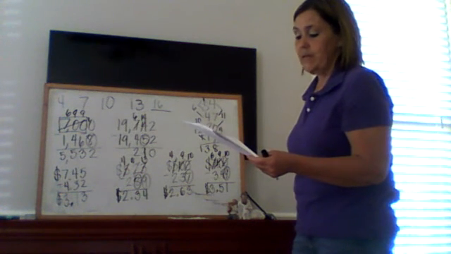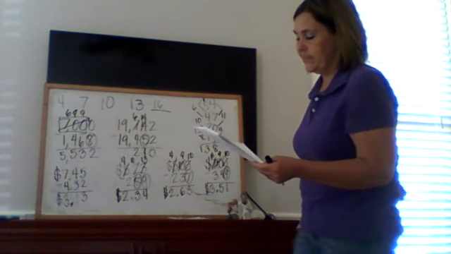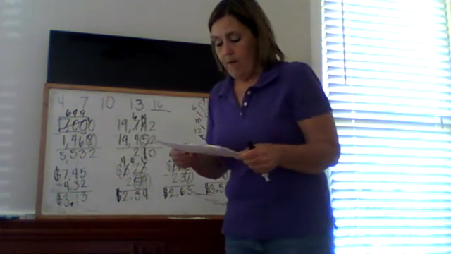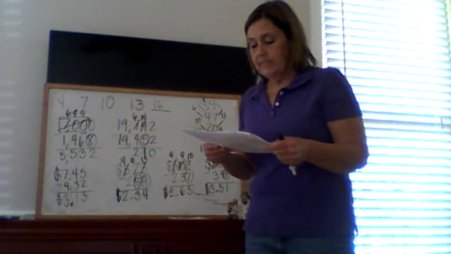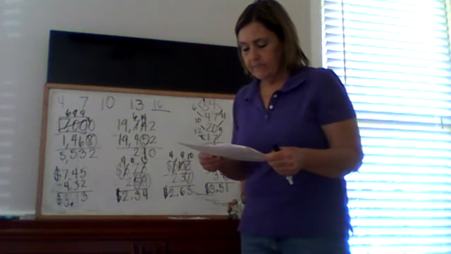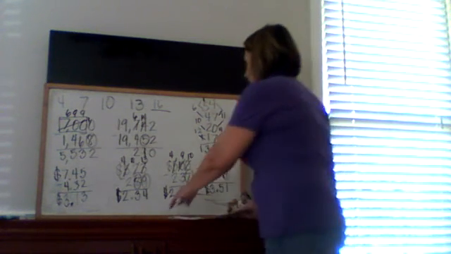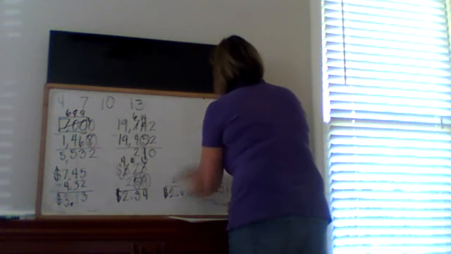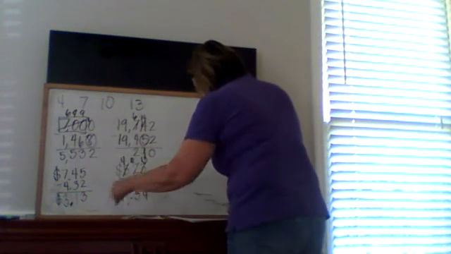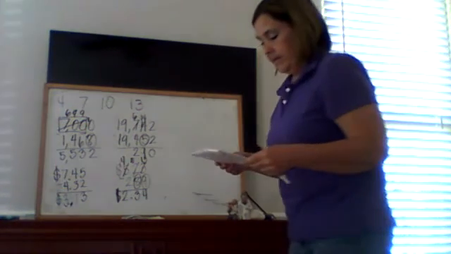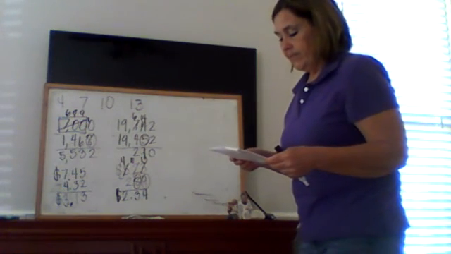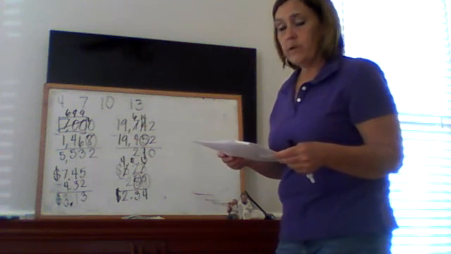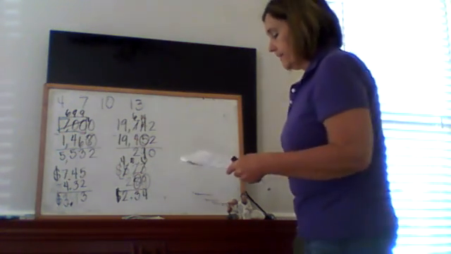I can solve long combinations with multiple processes. So here we go. 4 times 10 divided by 5 times 0 plus 4 minus 3.